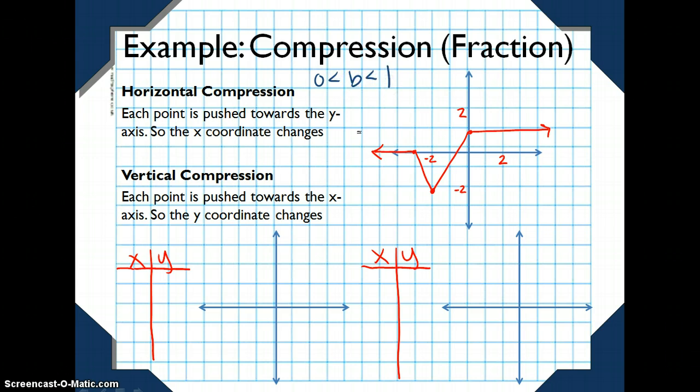Okay. Now, if it's greater than 1, no matter what, it's going to be a stretch. But if it's between 0 and 1, it will be a compression, and it's going to have the opposite effect of a stretch. Now, the cool thing is the process remains the same. If you want a horizontal compression, you're going to multiply the changes to your x-coordinate. And if you want a vertical compression, you're going to multiply to your y-coordinate. So we're going to go ahead and do each of these by a half.